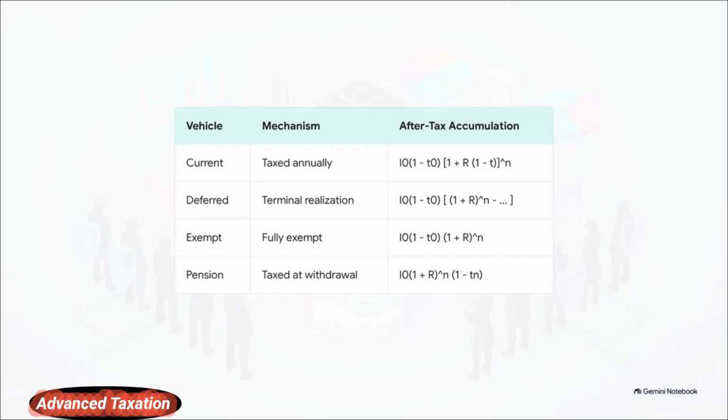So, this is where financial engineering becomes an absolute grandmaster strategy. Depending entirely on when the government takes its cut, your capital snowballs at radically different rates. Look at how these vehicles fundamentally alter the mathematical mechanics of multi-year tax optimization. You might use a current model that drags on your returns annually. Or maybe a deferred model letting earnings compound before a final tax hit. Then there's the exempt model, where returns are fully exempt. Or a pension model, where the initial outlay is deductible but taxed at withdrawal. Every single choice changes the math.